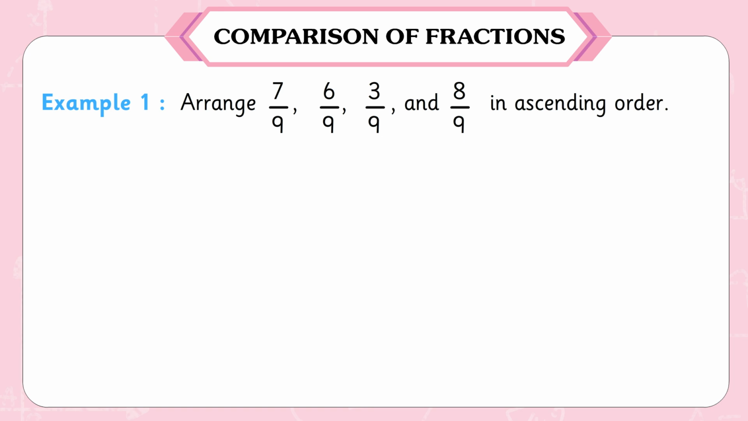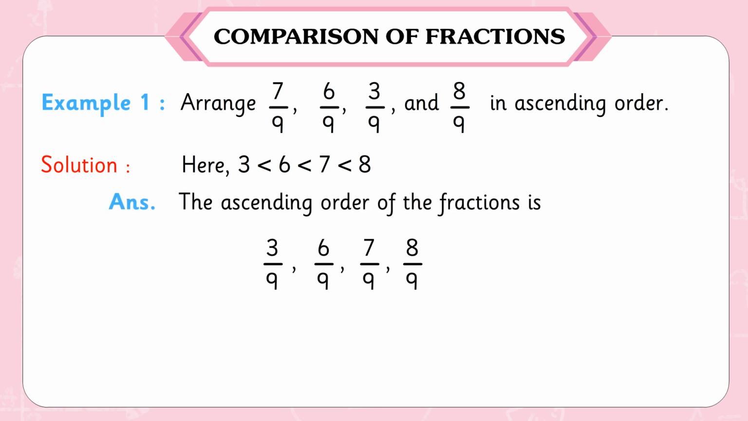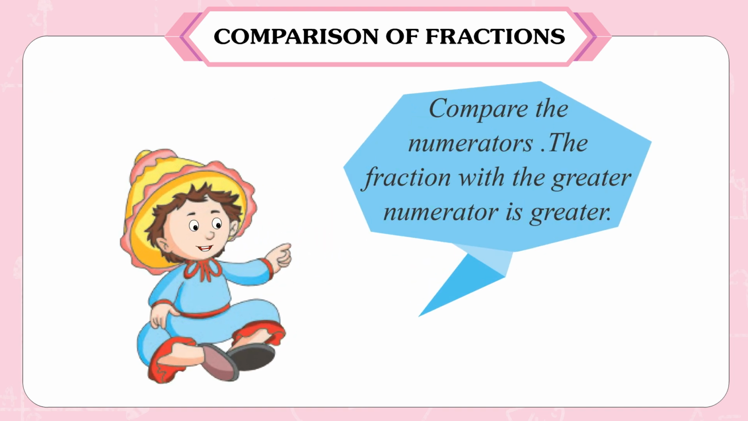Example 1. Arrange 7 by 9, 6 by 9, 3 by 9 and 8 by 9 in ascending order. Solution. Here, 3 is less than 6, is less than 7, is less than 8. Answer. The ascending order of the fractions is 3 by 9, 6 by 9, 7 by 9, 8 by 9. Compare the numerators. The fraction with the greater numerator is greater.